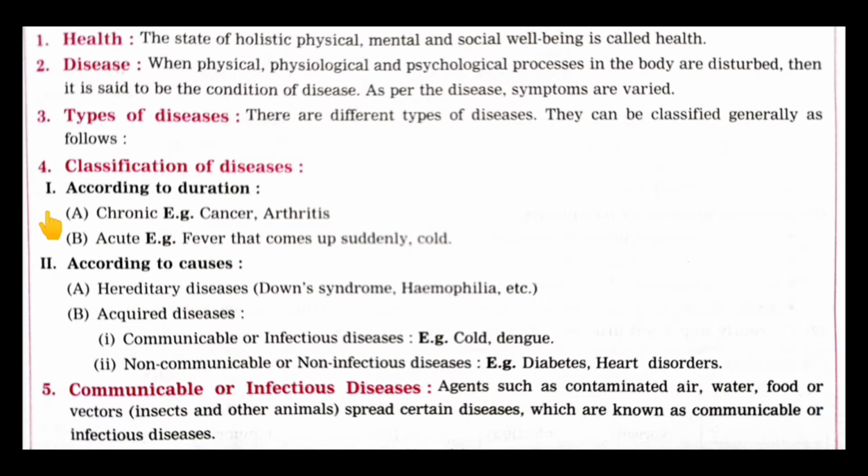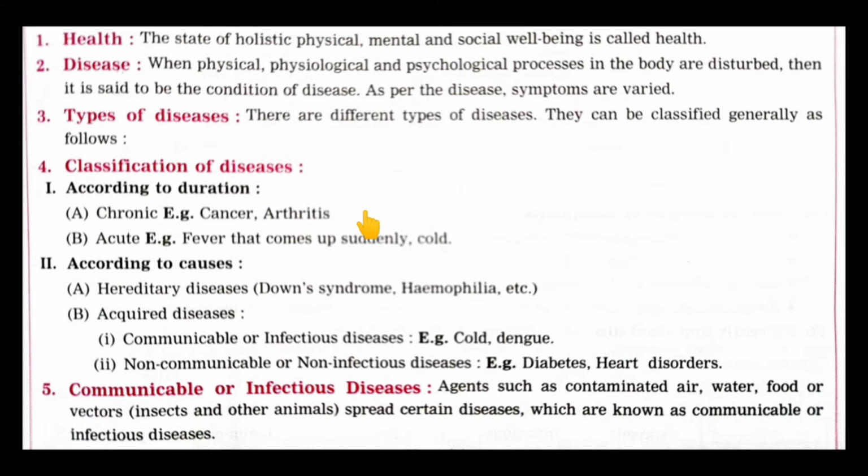The disease which takes a longer duration to be cured is called a chronic disease. These chronic diseases take a longer duration. They are more dangerous as compared to acute disease. Sometimes death of the person may happen in case of chronic disease. The chronic disease may lead to death also.